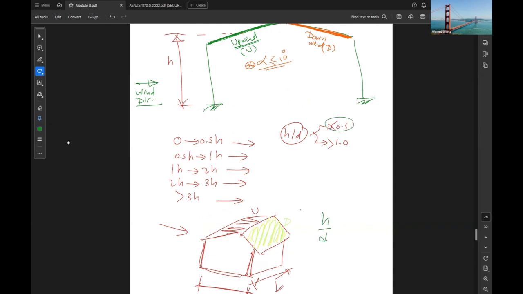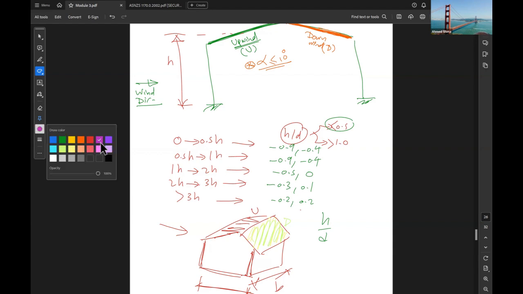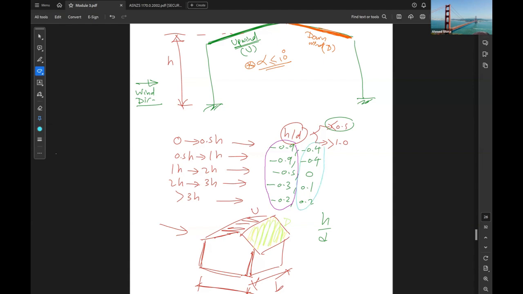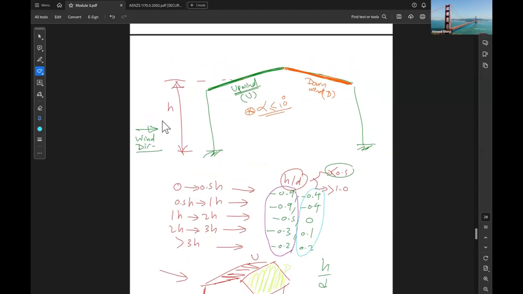Okay, so depending on the value H over D, you can find the value. For example, if H over D is less than 0.5, we have the parameters 0.9 and negative 0.4 and negative 0.9, then negative 0.9, negative 0.4, negative 0.5 and 0, and negative 0.3, 1.1, negative 0.2, and positive 0.2. What does this mean? This means that we have two cases to be studied. We have these parameters together and those parameters together.